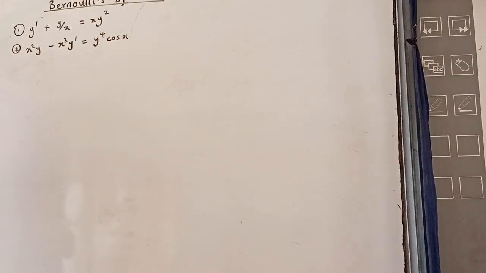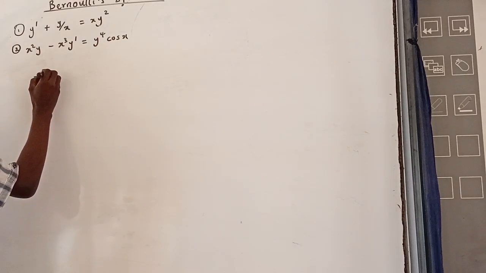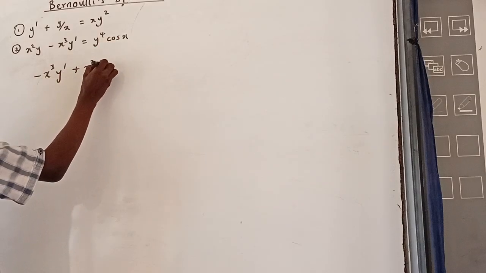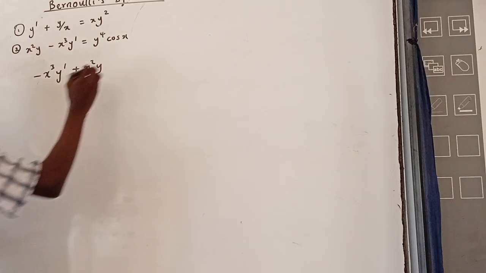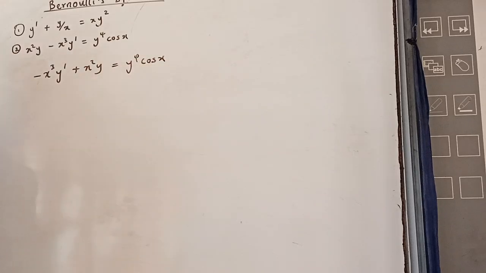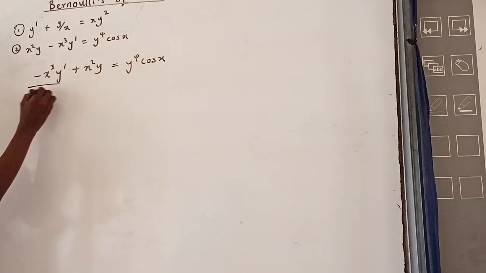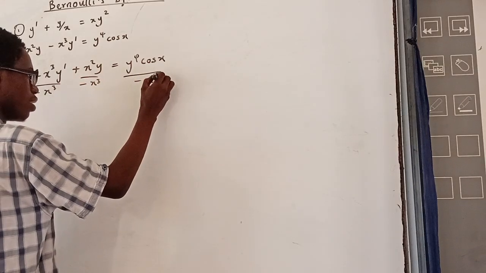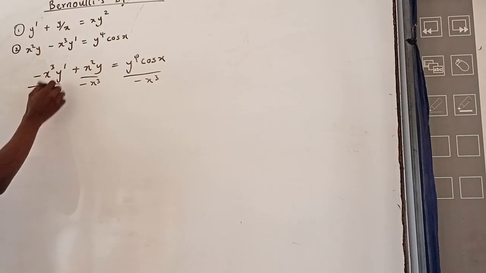But you have to restructure it to make it look exactly the way Bernoulli says it should look. How? Let's write this equation. Minus x cubed y prime plus x squared y. I just changed the position of both of them. Equals y raised to power 4 cos x. Let y prime stand alone. So we have to divide everything through by minus x cubed. This one will cancel out, right?